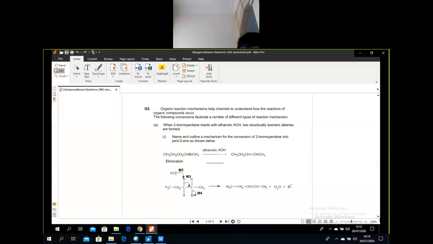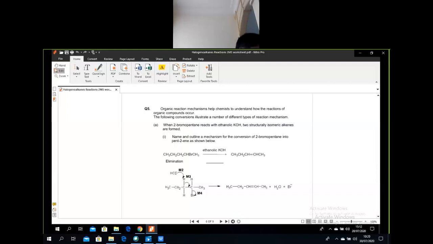When 2-bromopentane reacts with ethanolic KOH, 2 structural isomeric alkenes are formed. What are those 2? Name and outline the mechanism. It is an elimination reaction, from the bromoalkane becoming an alkene. And then this is the mechanism.